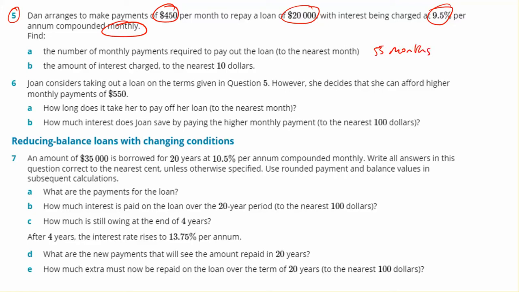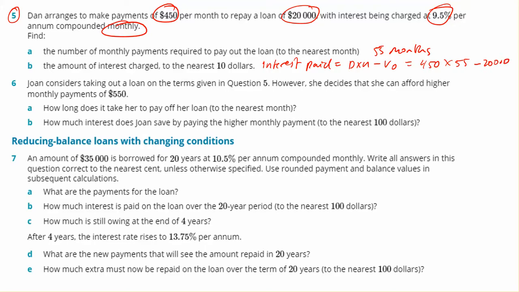Now, B, the amount of interest charged to the nearest $10. So the formula to get the amount of interest charged, interest paid. Now this formula only applies to a full loan. So you go D times N minus V0. D means the payment amount, so 450, times the number of payments, 55 months, and then you're minusing the principal, so $20,000.